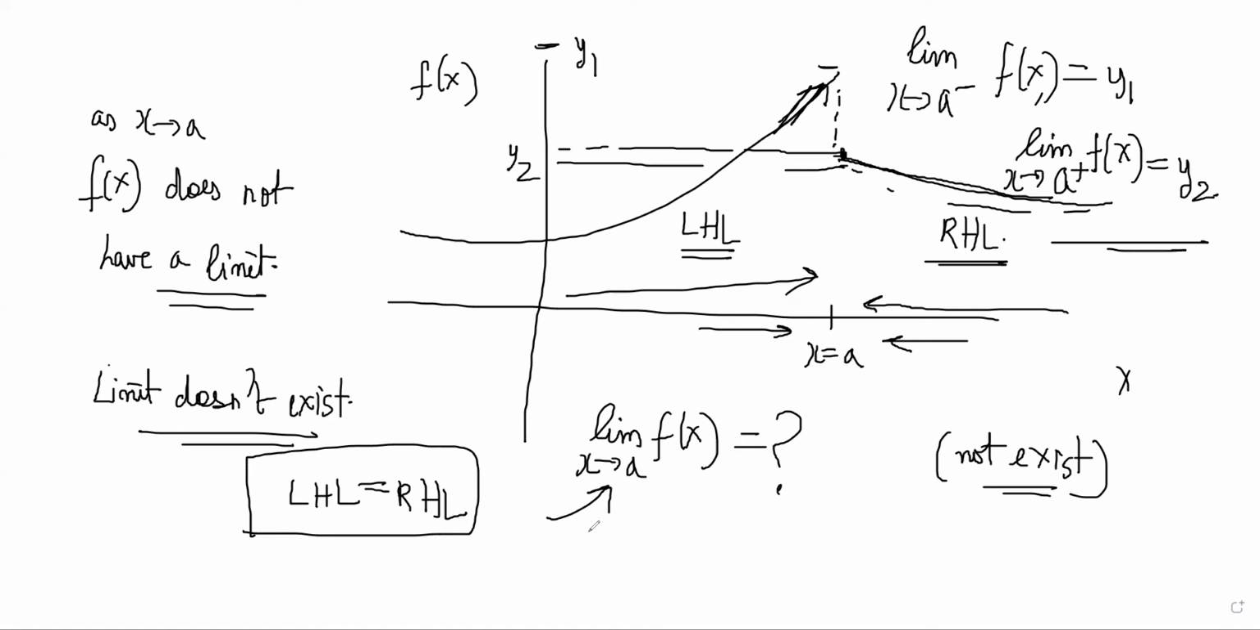Are you understanding what I'm saying? So the limit definition is that from both sides the function should tend to the same value. Then only you say limit exists. Okay.